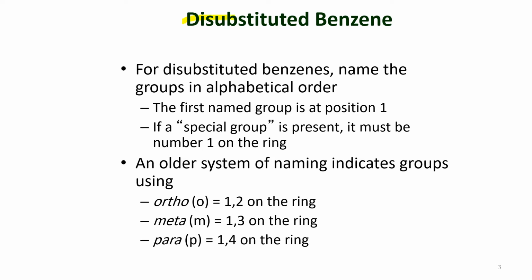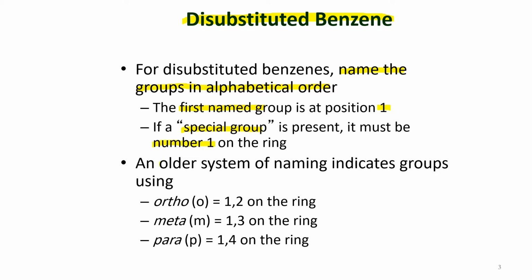Then we have the di-substituted benzenes. Di stands for two, so these benzene molecules have got two substituents or two groups attached to them, and the naming of the groups will mostly be in alphabetical order, and the first named group will always be at position number 1 or attached to carbon number 1. And if a special group is present, then it must be number 1 on the ring.